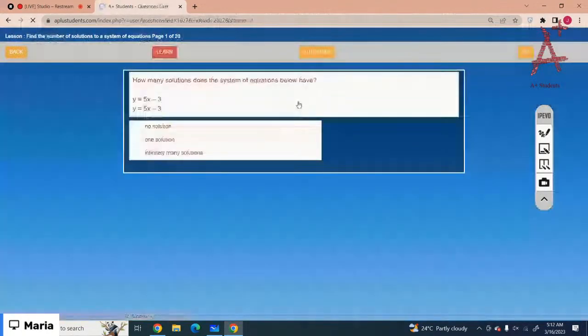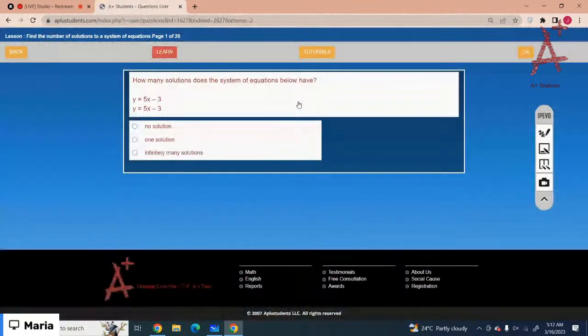Okay, how many solutions does the system of equations below have? Both equations are exactly the same. They are identical. Got it? When the equations are identical, they have the same slope and the same y-intercept. So in this case, the system has infinitely many solutions.